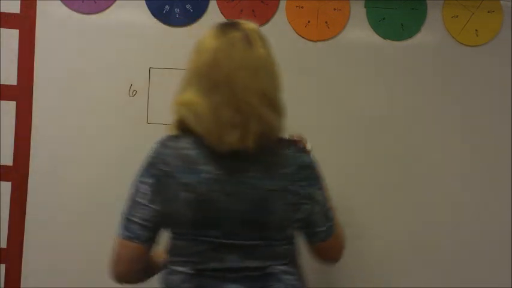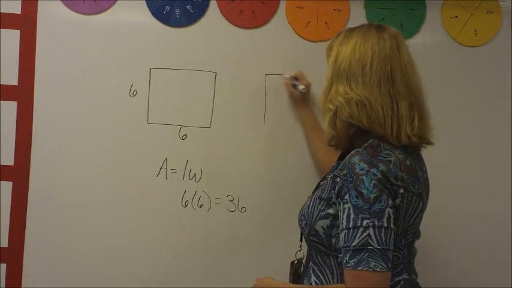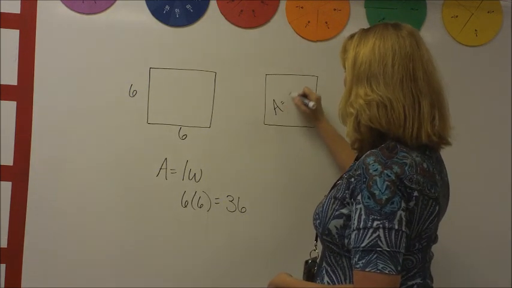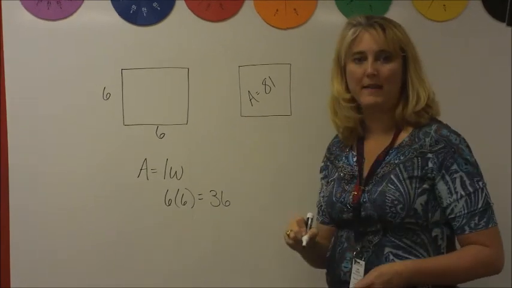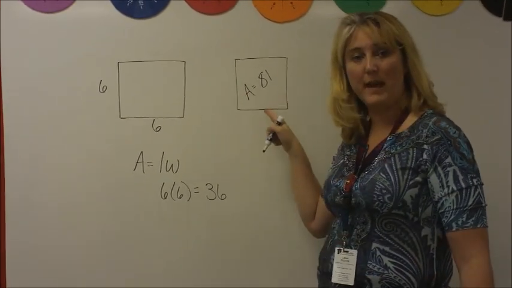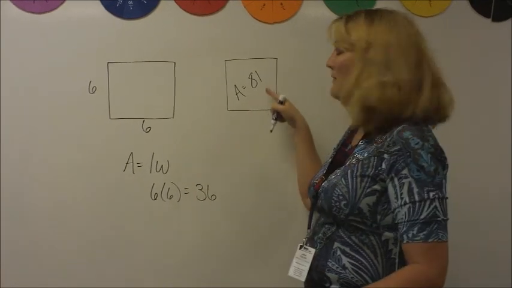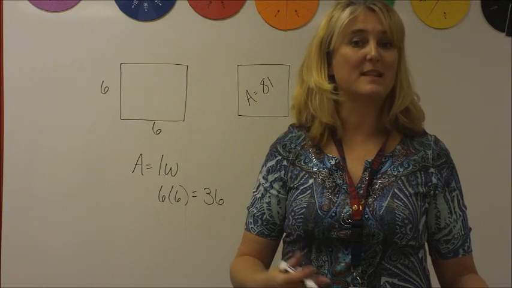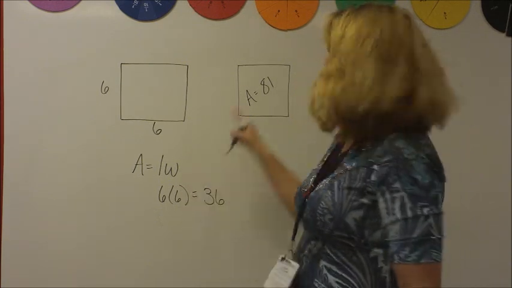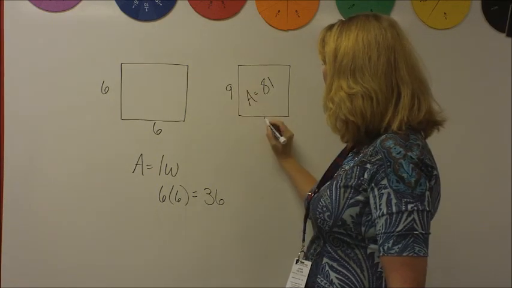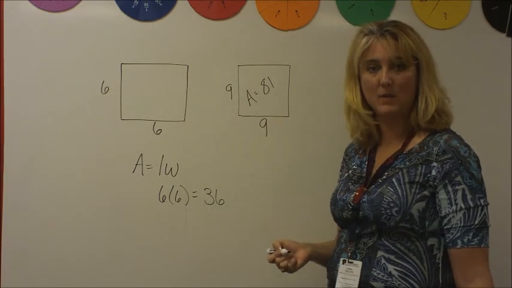Now the opposite would also be true. Let's say I have a square and I tell you that the area is 81. Okay? That means that its side times its side has to equal 81. So if you're given the area, you should be able to find the side length of the square, which is the same thing as finding the square root. What number times itself equals 81? That would be 9. 9 times 9 is 81.